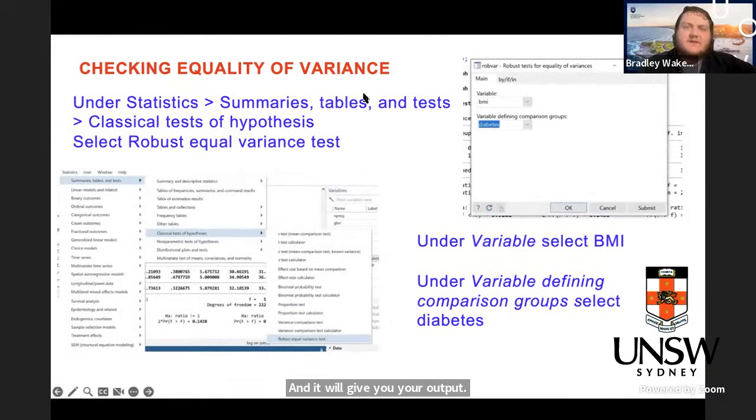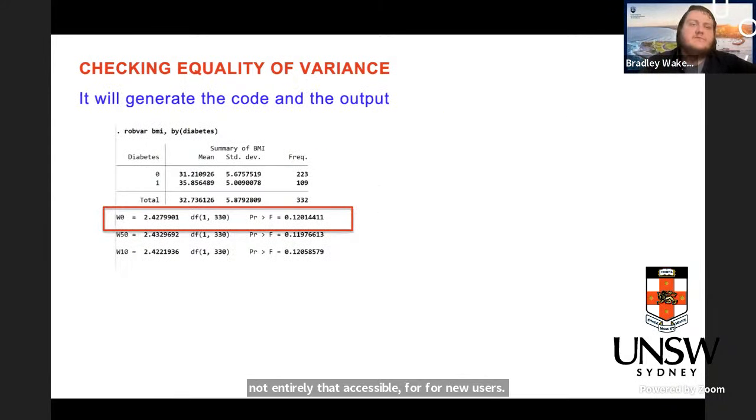Under Statistics, Summaries, tables, and tests, to get your t-test, you do classic tests, or actually this is to do the Levene's test. You go to Summaries, tables, and tests. You go to Classical tests of hypotheses, and that's where you can select the robust equal variance test. Again, that language is just not entirely that accessible for new users. You specify your arguments, and it gives you some pretty good output as well.